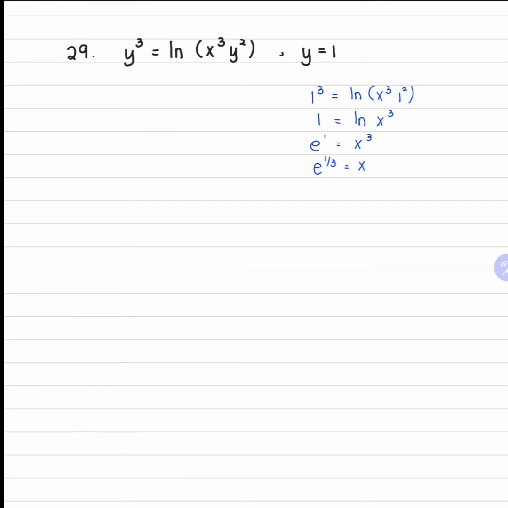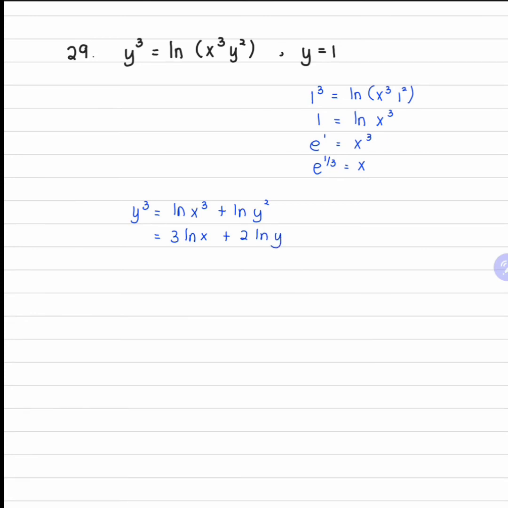So kita akan dapat Y cube equals to ln X cube plus ln Y square. Since dia darab, so plus lah, terpisahkan. Then this one ada power, so boleh pindah ke depan, plus 2 ln Y. Okay, baru kita start differentiate.